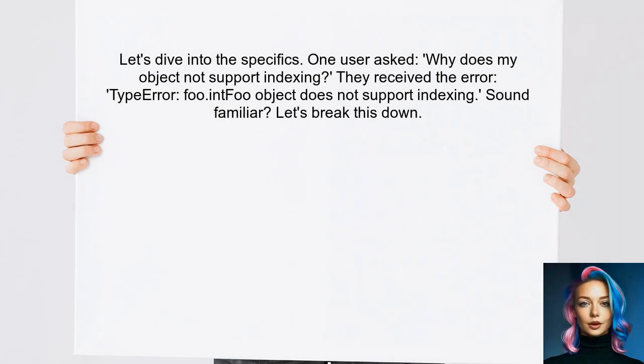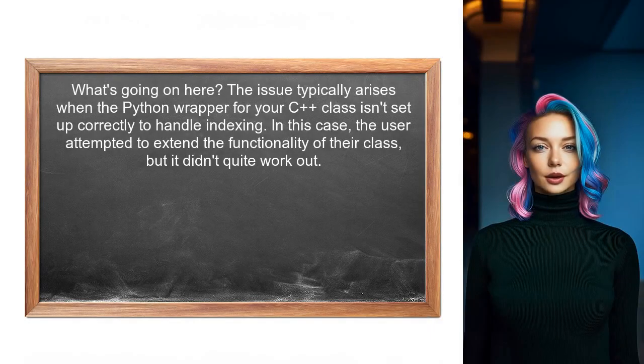Let's dive into the specifics. One user reached out with a question about their SWIG and Python integration. They were trying to use indexing on a custom object but received the error message, "TypeError: foo.int foo object does not support indexing." Sound familiar? Let's break this down. So what's going on here?